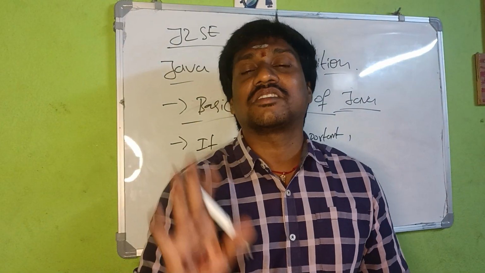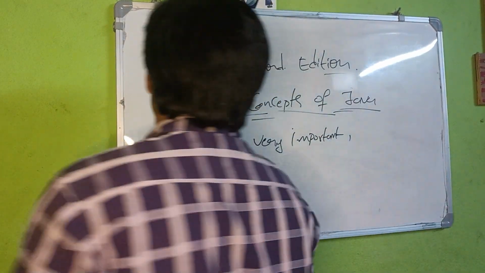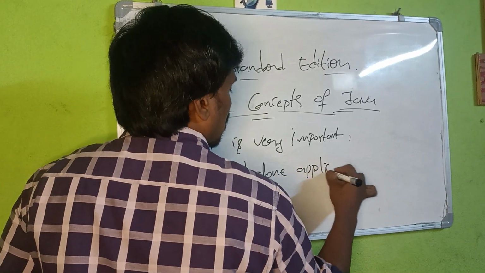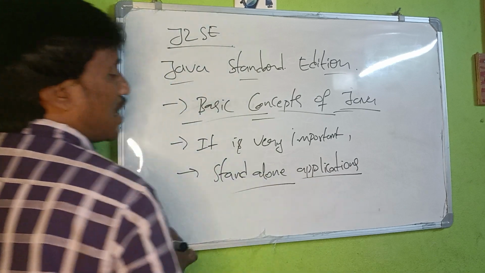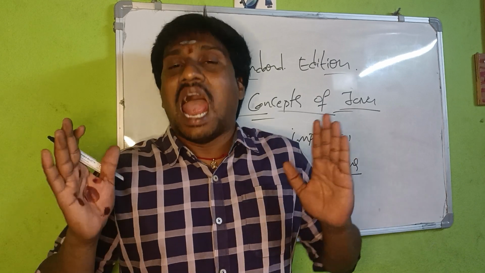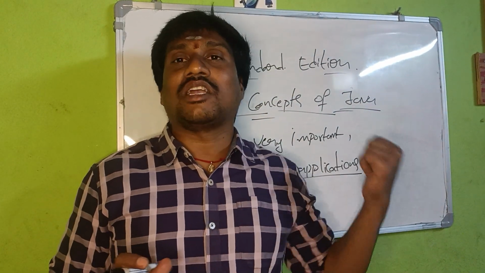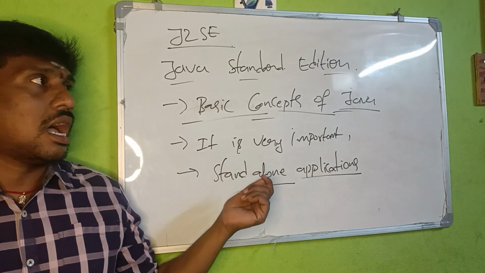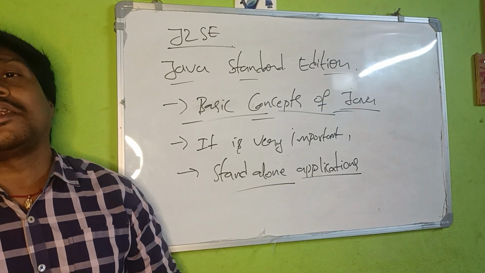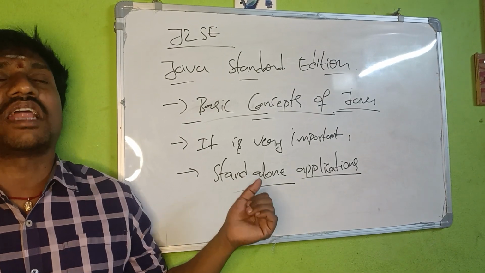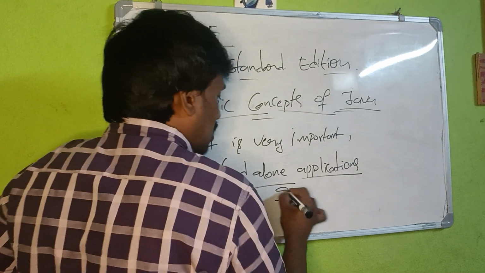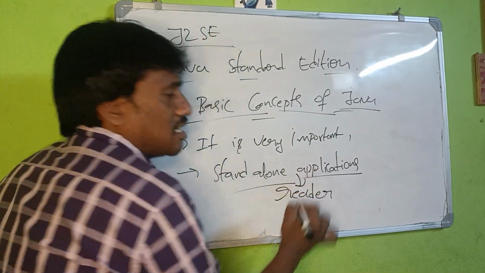By using J2SE we can develop standalone applications. What is meant by standalone applications, guys? Standalone applications are the applications which stand in one system and work. Before working, we need to install them in the system. Examples are MS Office and Acrobat Reader, the PDF reader, where Java is still being used.